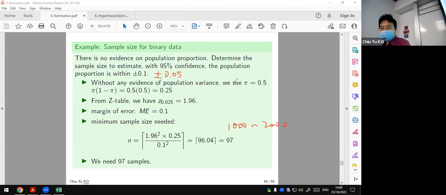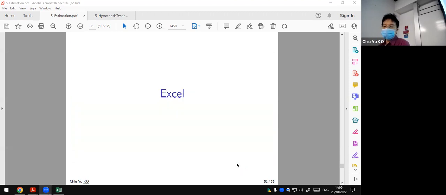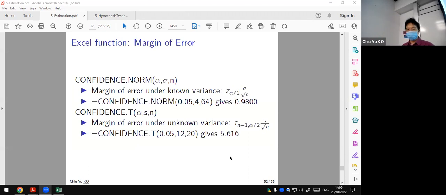Okay. So very, very lastly, I want to mention two functions which are related to what we covered this class, but they are not important because you know how to do it. I think it's not very important because they just combine the calculations we know. So basically, if you want to calculate the margin of error, they call it confidence norm. You just tell it the alpha, remember not alpha over 2, but alpha.